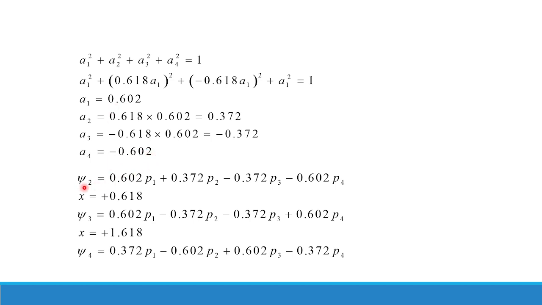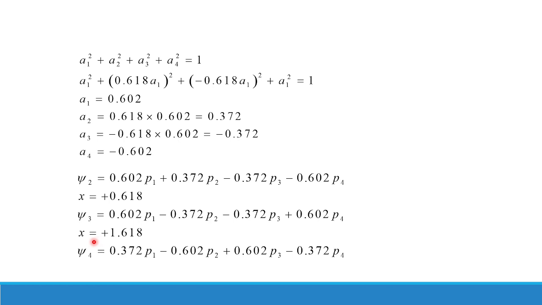So in this way, we may write the equation for psi 2 by substituting the values of a1, a2, a3 and a4: 0.602 P1 plus 0.372 P2 minus 0.372 P3 minus 0.602 P4. Now we may take the value for x is equal to plus 0.618. Then in this way we may derive the equation for psi 3, that will be equal to 0.602 P1 minus 0.372 P2 minus 0.372 P3 plus 0.602 P4.